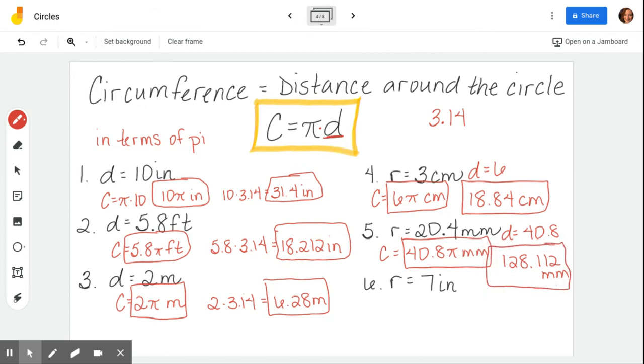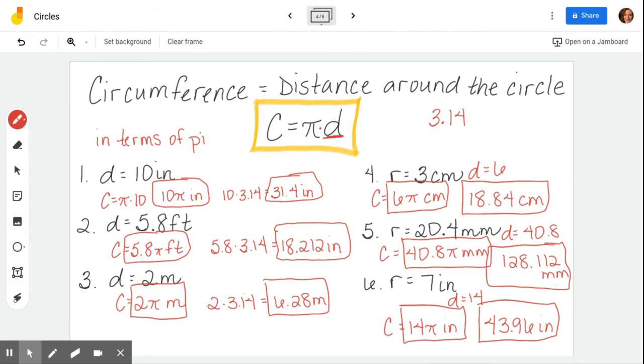Last one for circumference. If the radius is 7, double that, the diameter would be 14. So my circumference, C equals pi times D. I would take the diameter 14 times pi. So there's my answer in terms of pi. To multiply it out, 14 times 3.14, I get 43.96 inches. Once you know the formula, it's really not tough at all to find circumference.